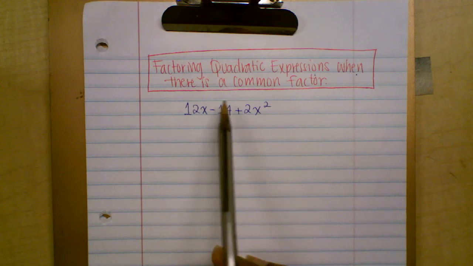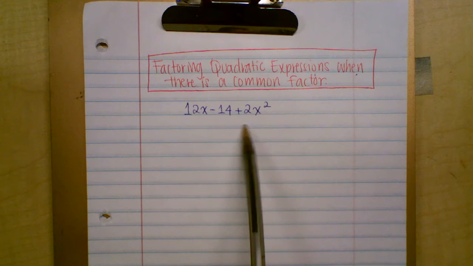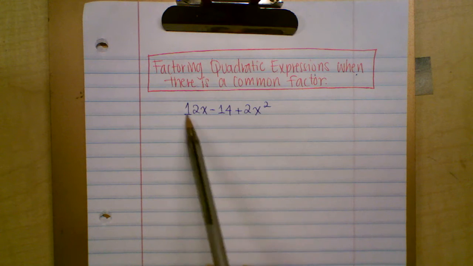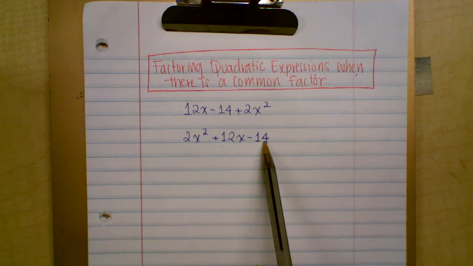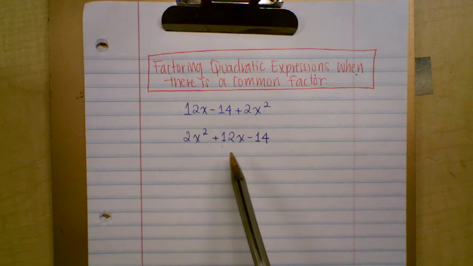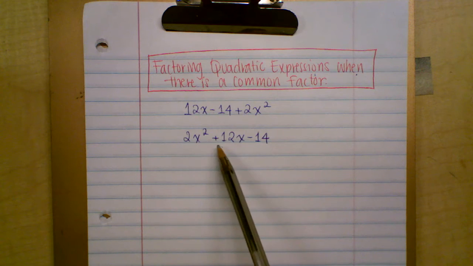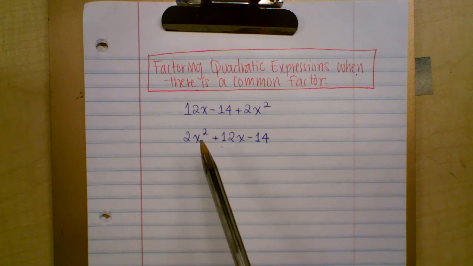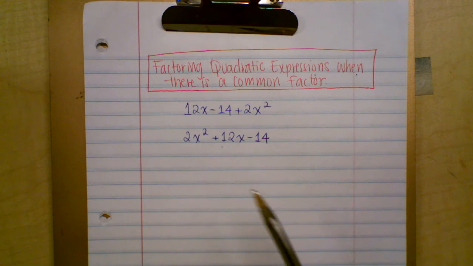But this expression is not written in standard form. So the first step, remember, is always to rewrite the expression in standard form. So we wrote the expression in standard form. The next step you need to train yourself in is to identify a common factor, a number that 2, 12, and 14 are divisible by.